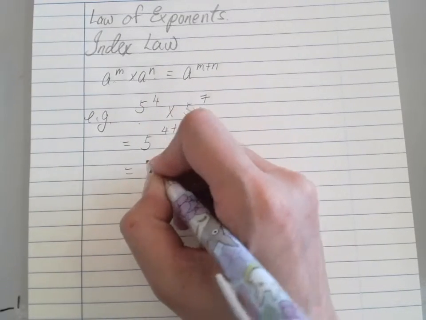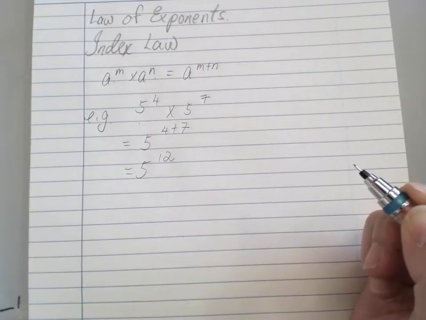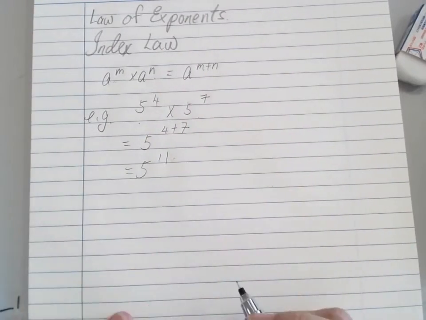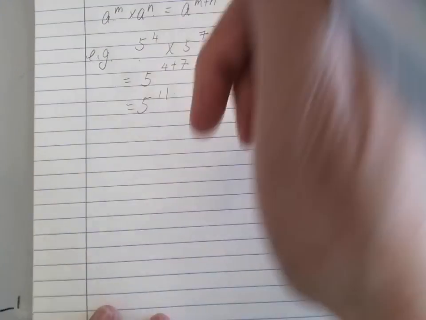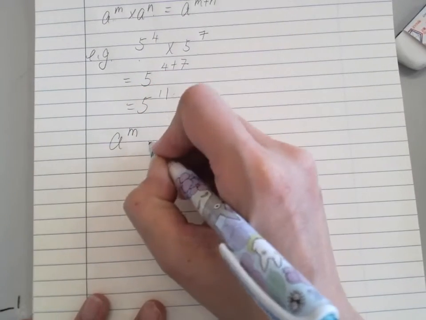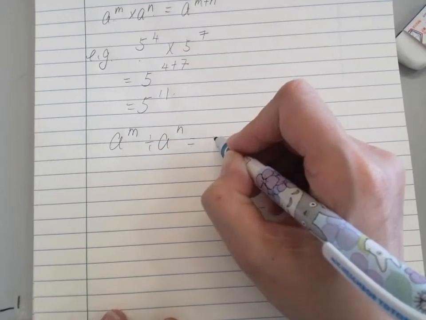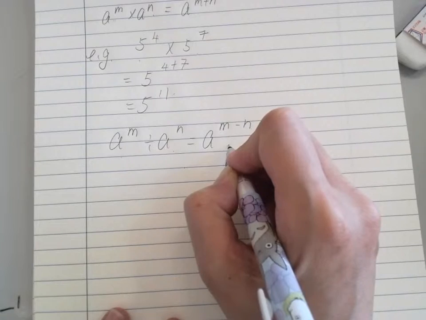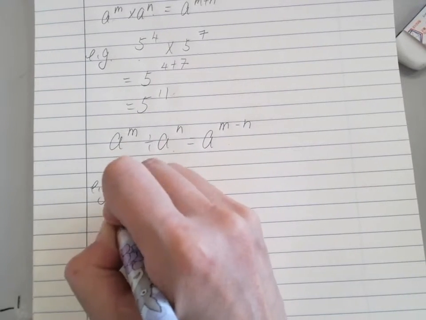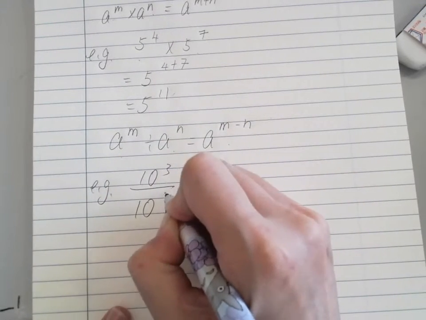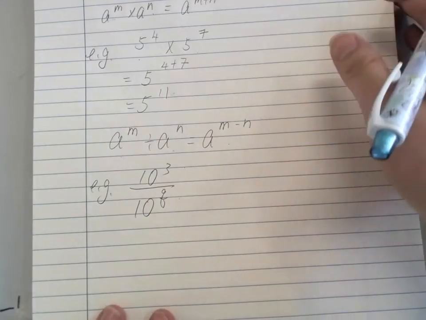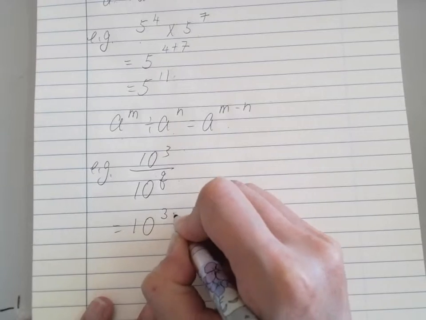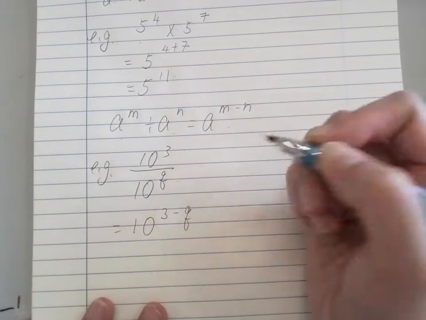You might skip that step later on because it's just too simple. Oops, sorry, it's 11. Alright, and when it comes to divide, you have a^m divided by a^n, you will have a^(m minus n). Make sure they are the same base, then we can do things with it. Say, for example, we have 10 to the power 5 divided by 10 to the power 3. If we simplify it, we have 10 to the power 5 minus 3: numerator minus the denominator.